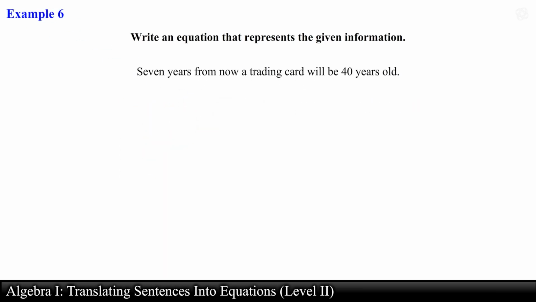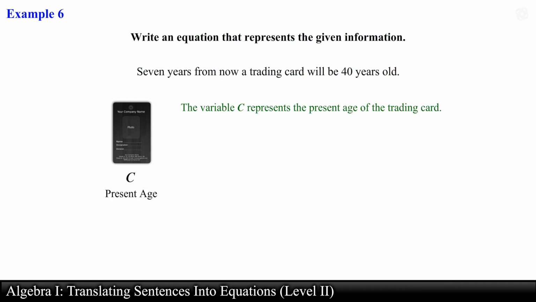7 years from now, a trading card will be 40 years old. Alright, first thing we need to do is to identify the variable for this problem. Reading the problem, we notice that we have no idea what the present age of the card is. So we use the variable C to represent the card's present age. The phrase 7 years from now implies addition, so we need to add 7 to the card's current age, which is represented by the variable C. We also know that after 7 years, the card will be 40 years old. So the final equation is written as C plus 7 equals 40, or 7 plus C equals 40.